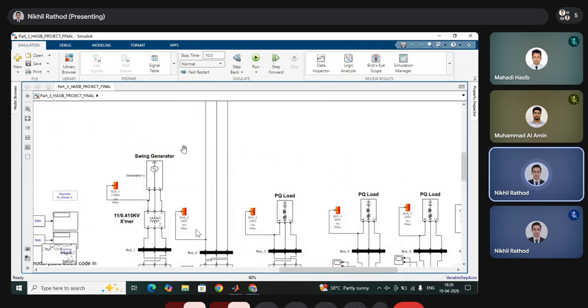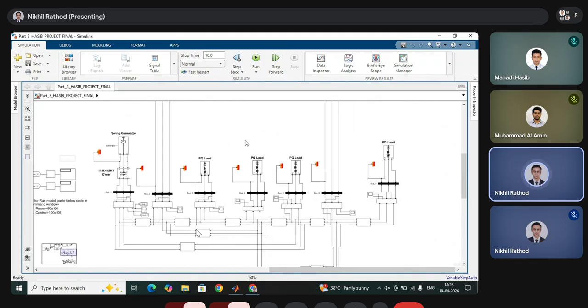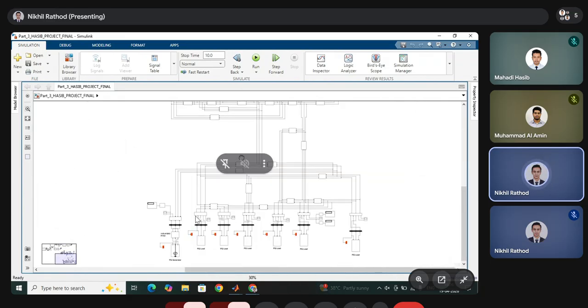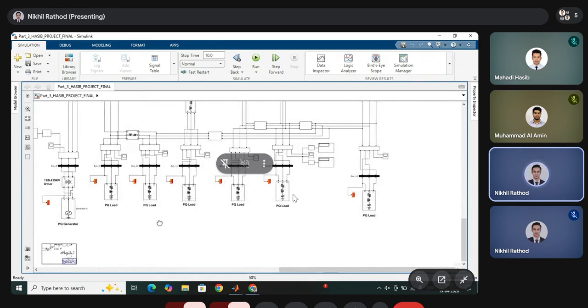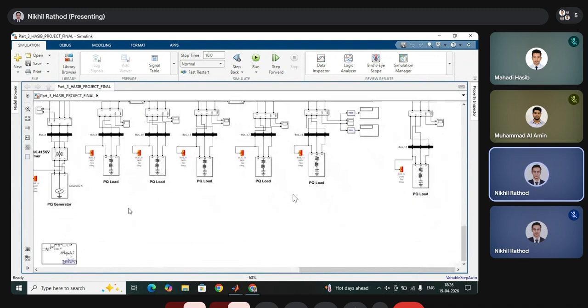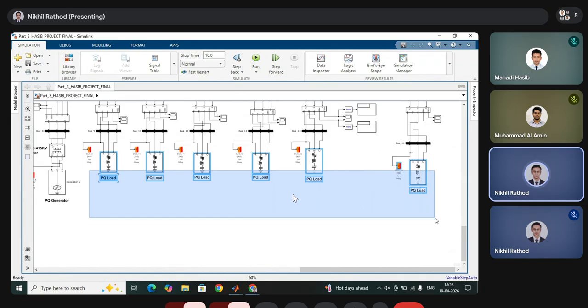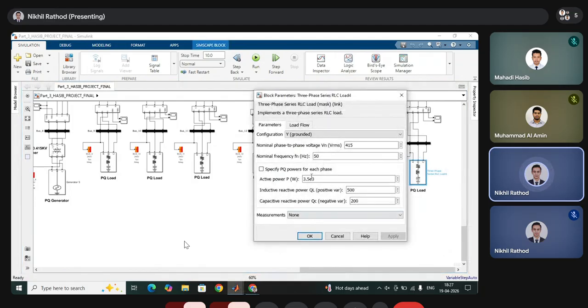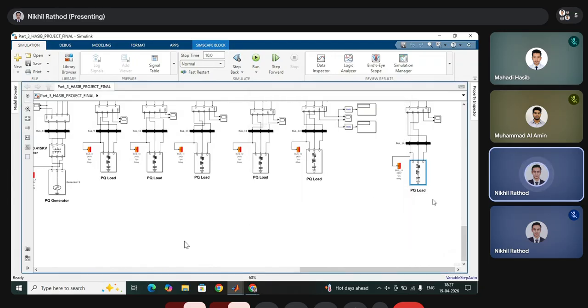Let's start with the basics. The 14 bus system has three major bus types: swing buses, PV buses, and PQ buses. Here we have used different buses as per requirement. All the PQ buses are loads, which means the bus is treated as a load. Load means an area or an industry. Active and reactive power, P and Q, are mentioned there, which is why it's called a PQ load.